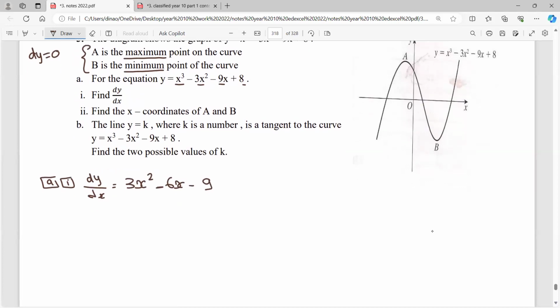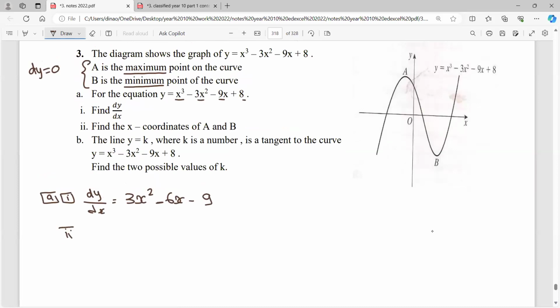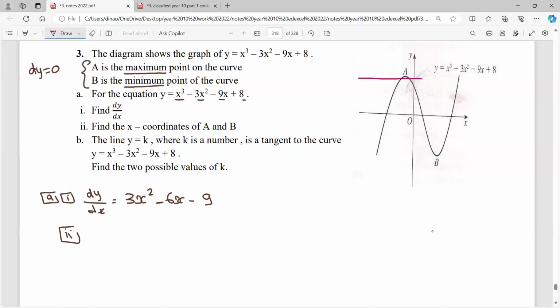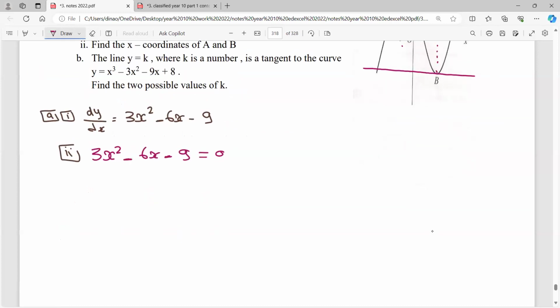Now, question (a)(ii) says find the x coordinates of A and B. Again, for the last time, at the turning points the tangents drawn are horizontal, so the gradients are 0. He wants the x of point A and the x of point B. At the turning points, differentiation is equal to 0: 3x power 2 minus 6x minus 9 equals 0. Again, since we are super smart O-level students, since I have the chance of simplifying, please do that.